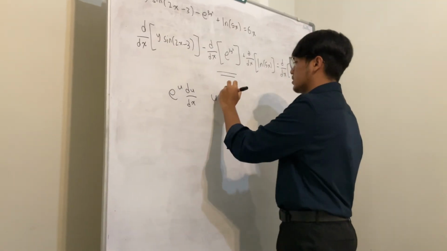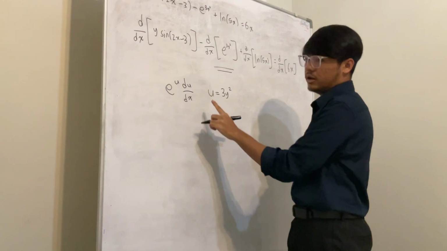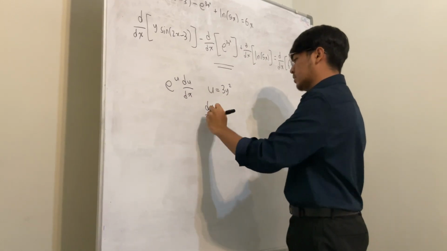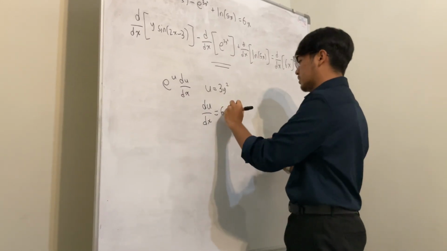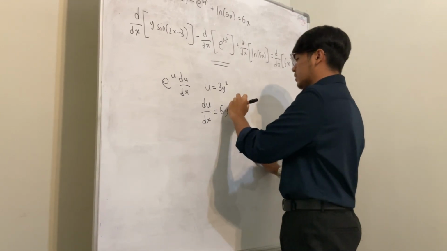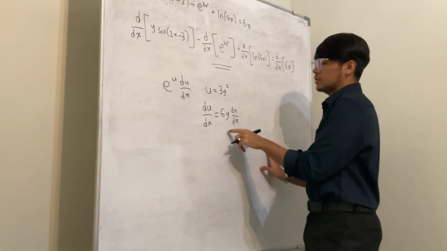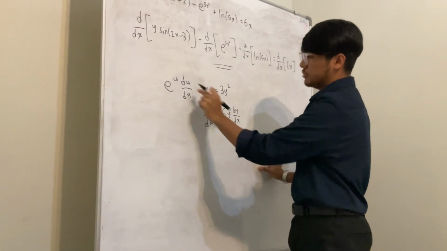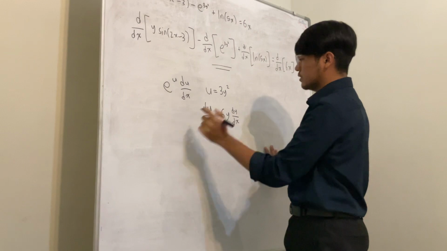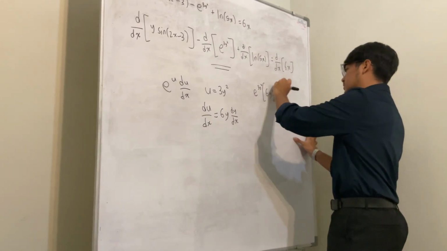u is equal to 3y squared. So we have to do the derivative because we want to find du/dx. So du/dx is equal to 2 times 3, which equals 6y. The y, if we differentiate it, becomes dy/dx. Okay, so if we just substitute into this one, it will become 6y dy/dx.